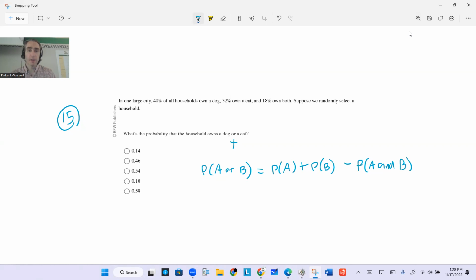So if we're just looking at the numbers here, 40% owns dog, we'll call that A. 32% own a cat, that's B, and both, that's going to be A and B. So we've got the numbers right in front of us. 0.4 plus 0.32 minus 0.18. That's 72 minus 18, which is going to give you 54.